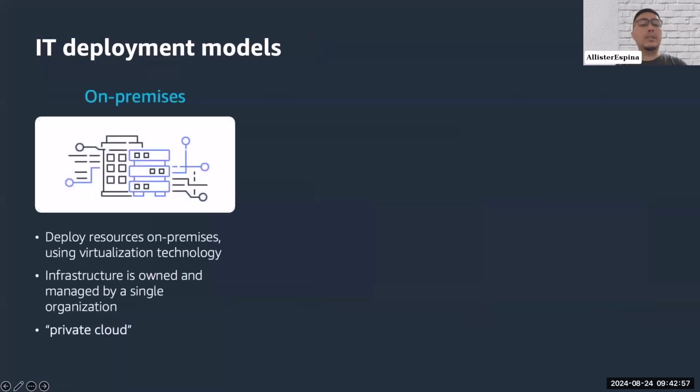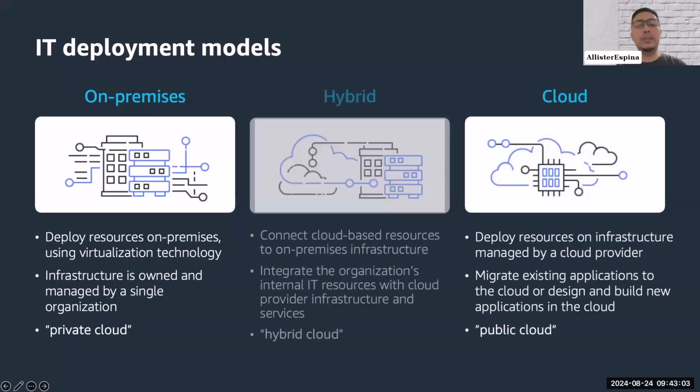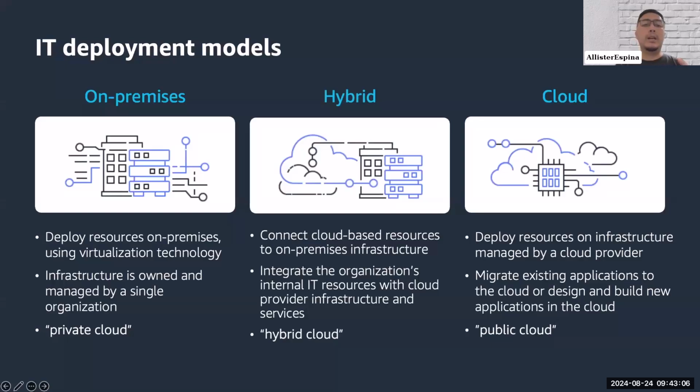Sir Raymond talked about the cloud deployment models earlier, so I'll just breeze through the concept. Basically, how we deploy IT falls under these three deployment models. First is on-premises. This is the traditional setup. Companies deploy resources on premises using some sort of virtualization technology, and the infrastructure is owned and managed by a single organization.